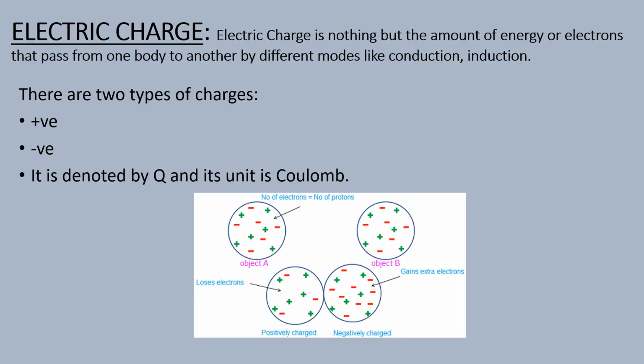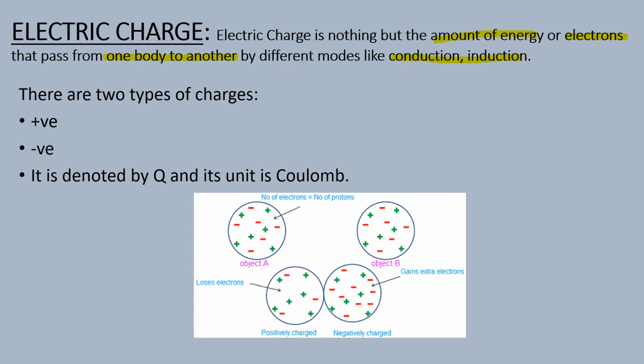So now the question is, what is an electric charge? Electric charge is basically the amount of electrons that passes from one body to another. In simple terms, the amount of electrons which is getting transferred from one body to another. Now, how does this transferring of electrons occur? In the previous slide, we transferred the electrons when we rubbed the glass rod with silk. There are different modes by which this transfer of electrons can occur. It can happen by conduction, it can happen by induction.